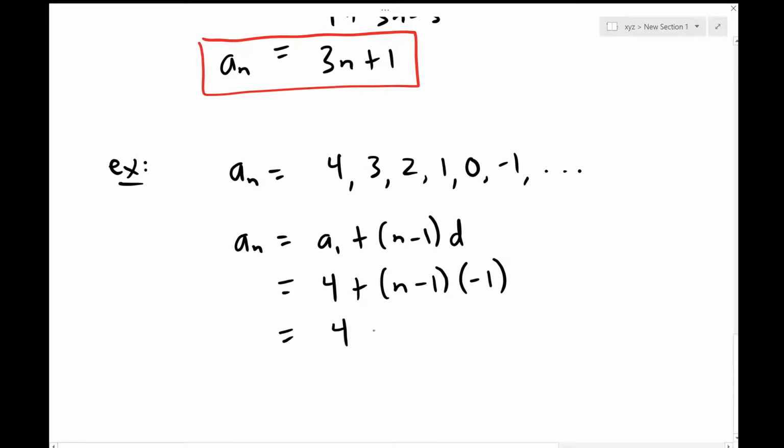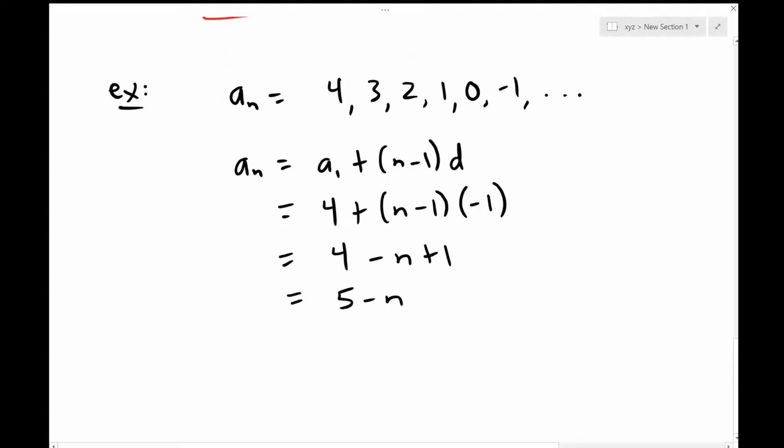And again, we want to distribute to simplify this. So this will become 4 minus n plus 1. And we can just simplify that to 5 minus n, or you could also write it as -n plus 5. Either one would be fine. But that would be our expression for a sub n in this case. And again, it would be very easy to check to make sure that we have the right answer. Just plug in the natural numbers 1, 2, 3, 4, and so on, and you'll get precisely the list that we see at the beginning of the problem.